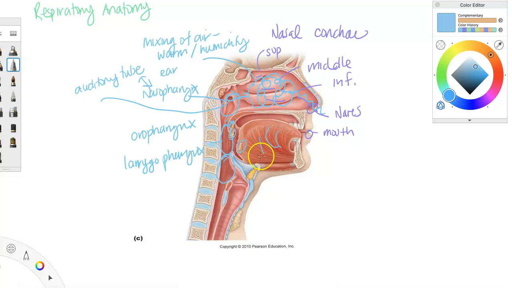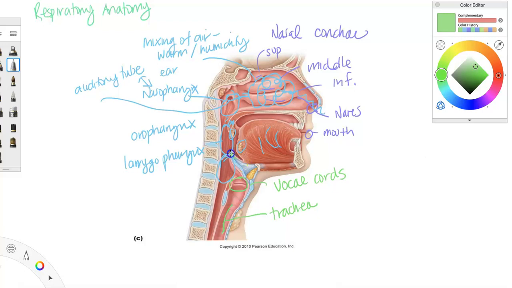So you'll see here we are in the laryngopharynx. It's where the air comes down and will enter the trachea. So this thing here is the trachea, which is the tube that goes down to your lungs. Right here are your vocal folds or vocal cords.